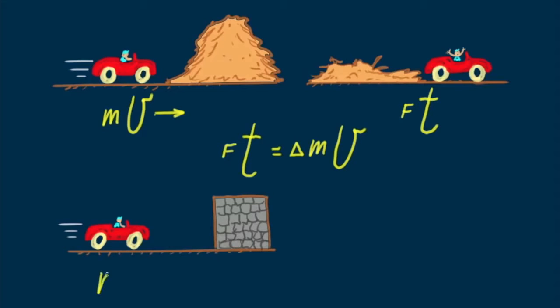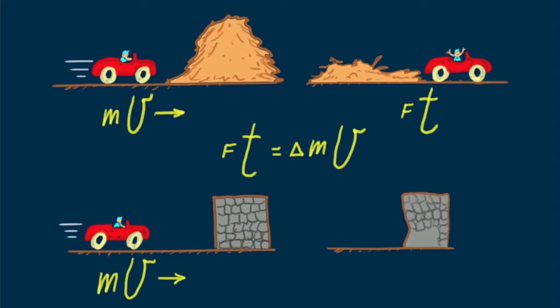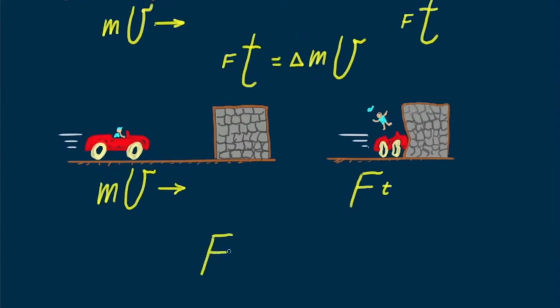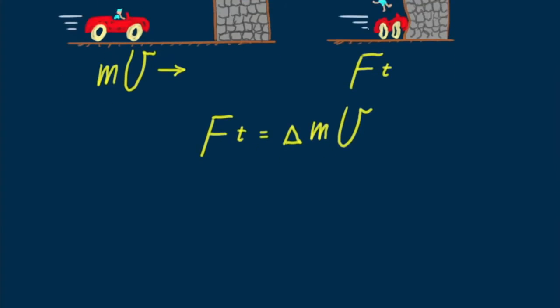But suppose the collision is with a stone wall. Whoops! Here the impulse is mostly force because the time during which the impulse occurs is short. Big F t equals delta mv. So minimum force occurs when the time of contact is long. No matter how the car is stopped, the impulse Ft is the same.